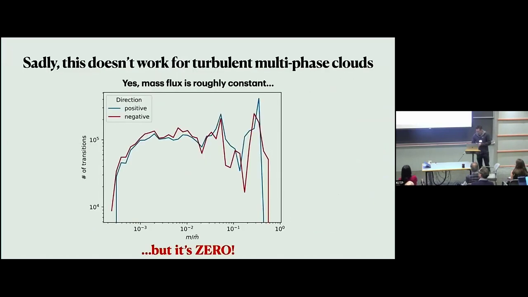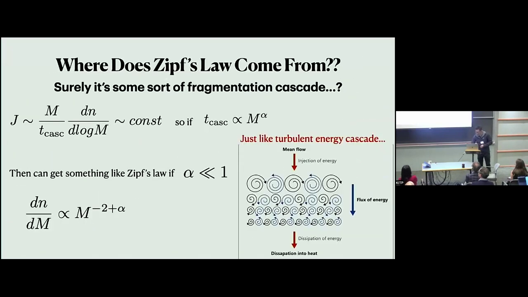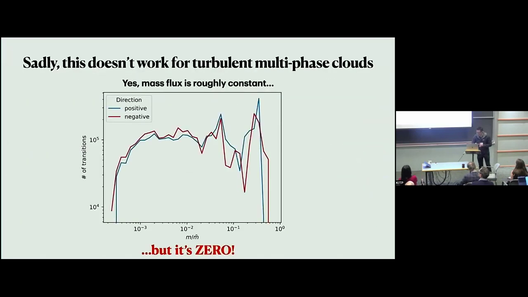So what you expect from this is a conserved mass flux through different masses, right? And that's what we see in the simulations with tracer particles. You do have a conserved mass flux, but the problem is that the mass flux is zero. There's equal mass flux going to high masses and to low masses. So that's bad.